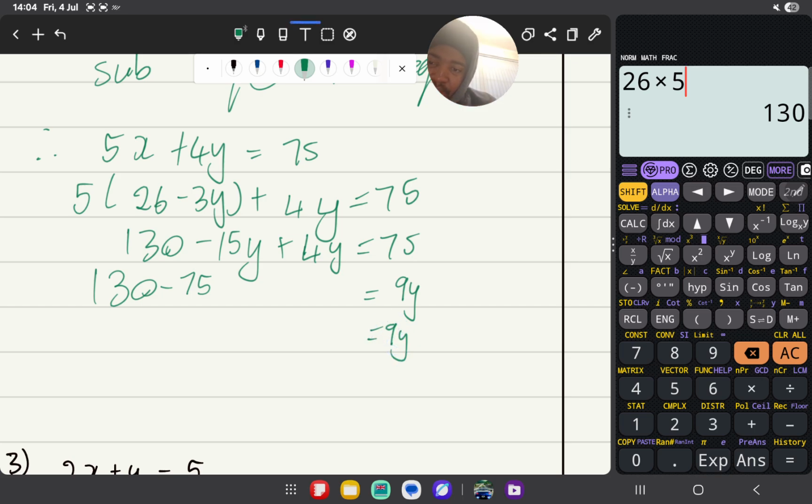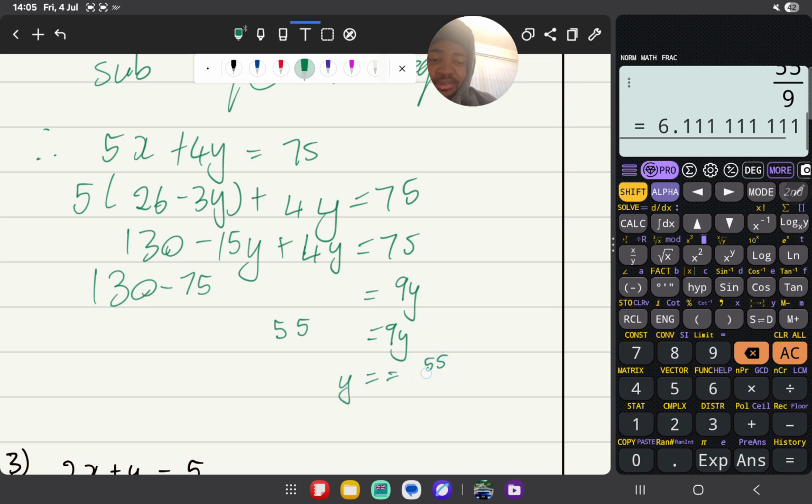So 9y will give me 55. 55 divided by 9 gives me, I'm just gonna leave my answer as y equals 55 over 9.